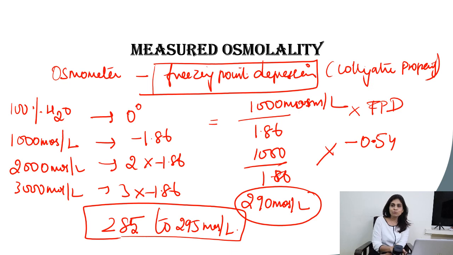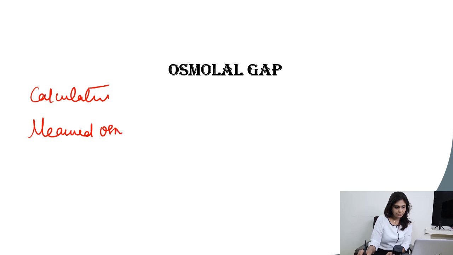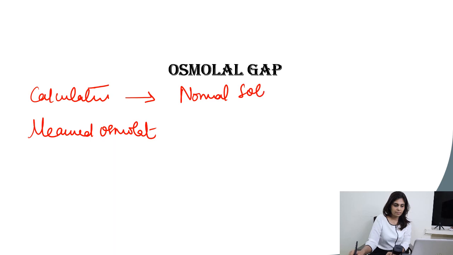So now we have two numbers, right? One is calculated osmolality and the other is measured osmolality. The basic difference is that calculated osmolality includes the effects of only normal solutes, whereas measured osmolality includes the effects of both normal and abnormal solutes.